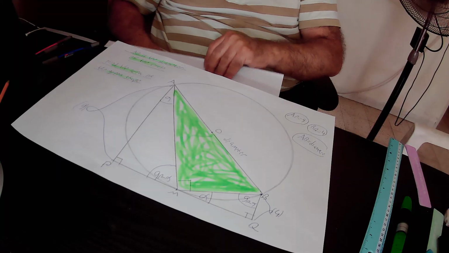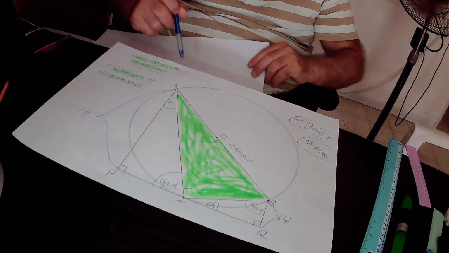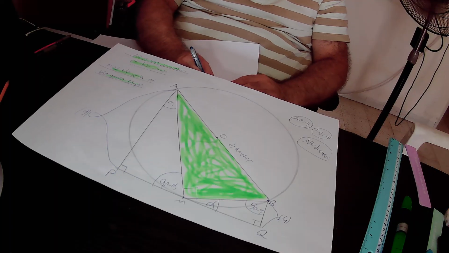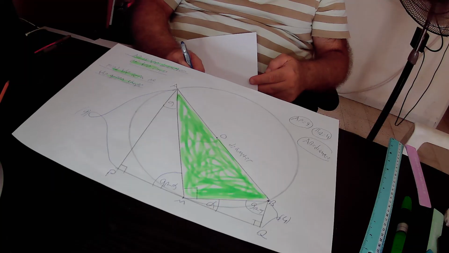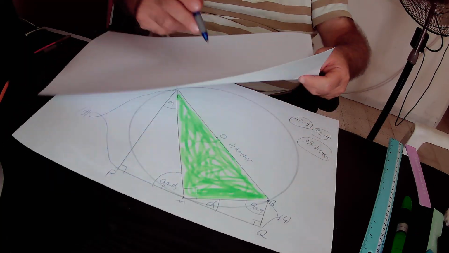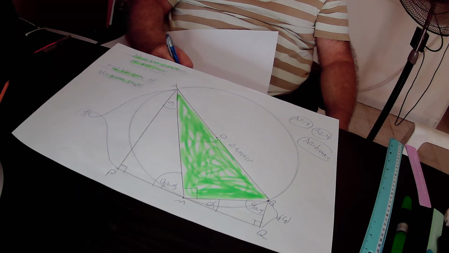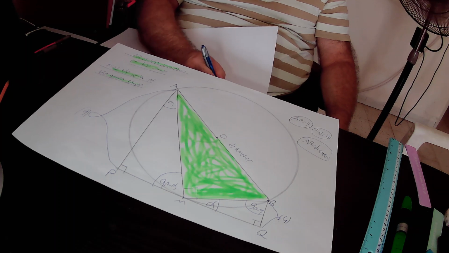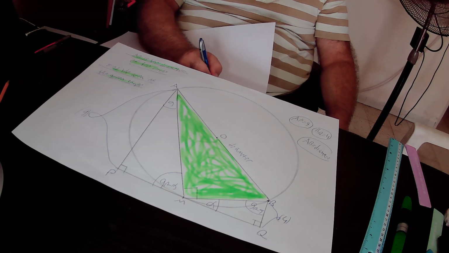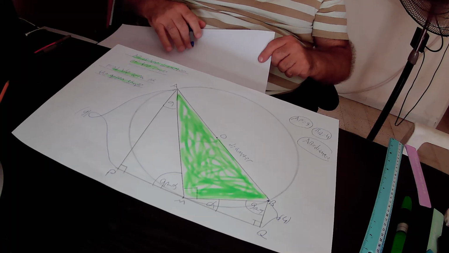So we know that the big right triangle APM is similar to the small right triangle BMQ according to the angle similarity rule.